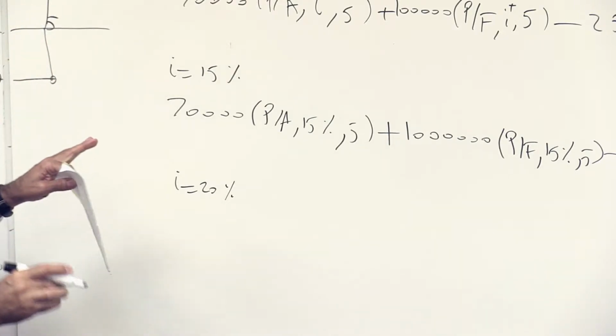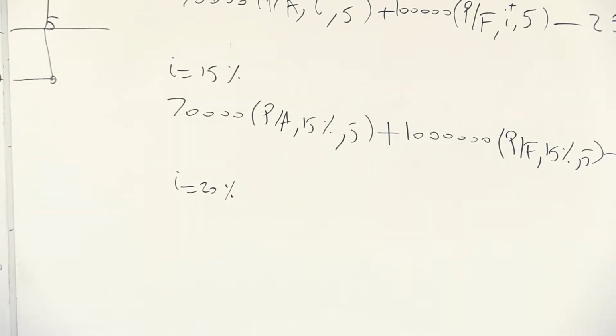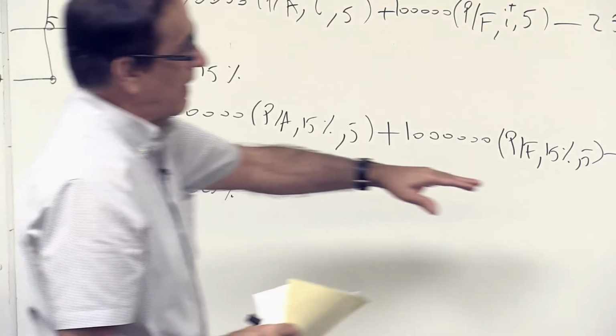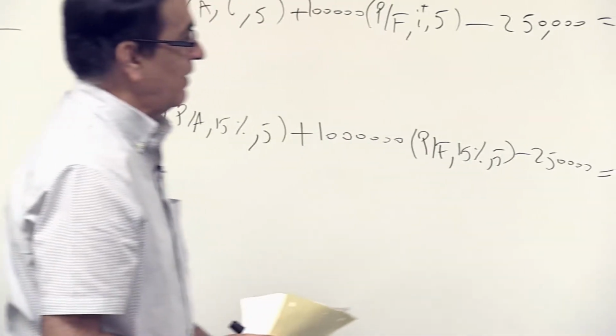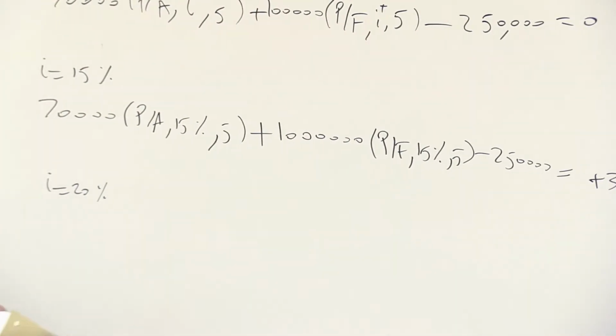Normally, try to find two consecutive interest rates, where one of them gives a positive value and the other one gives a negative number. Then you can interpolate in between.